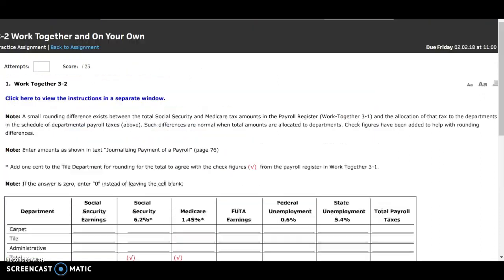Close that. Okay, so I don't really like how they do this, but they don't actually give us the payroll register from the Work Together 3.1, so we actually have to go back and look at what we did in 3.1. So you would have to open that. I'm just going to give you those numbers, but just so you know, when you're doing this on your own, you're going to have to look at those numbers from the 3.1 on your own. Okay, if you want, you can print those out. That might help you too.